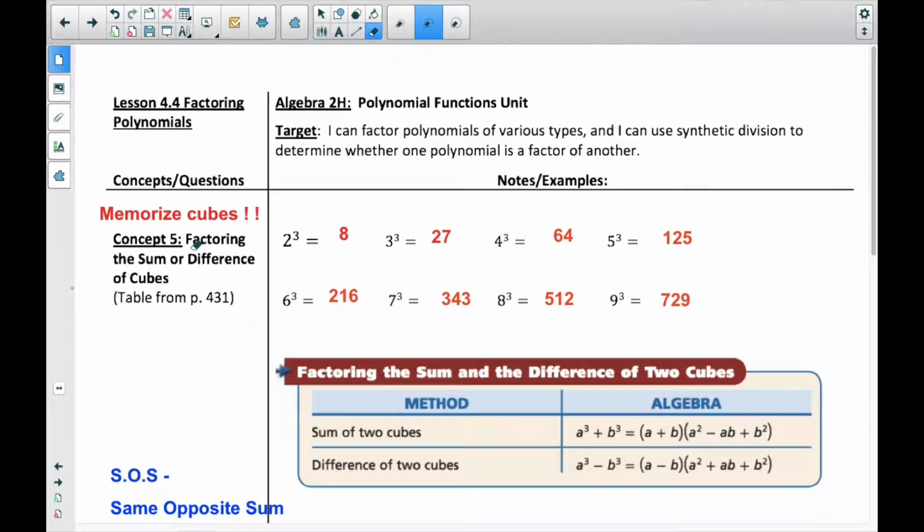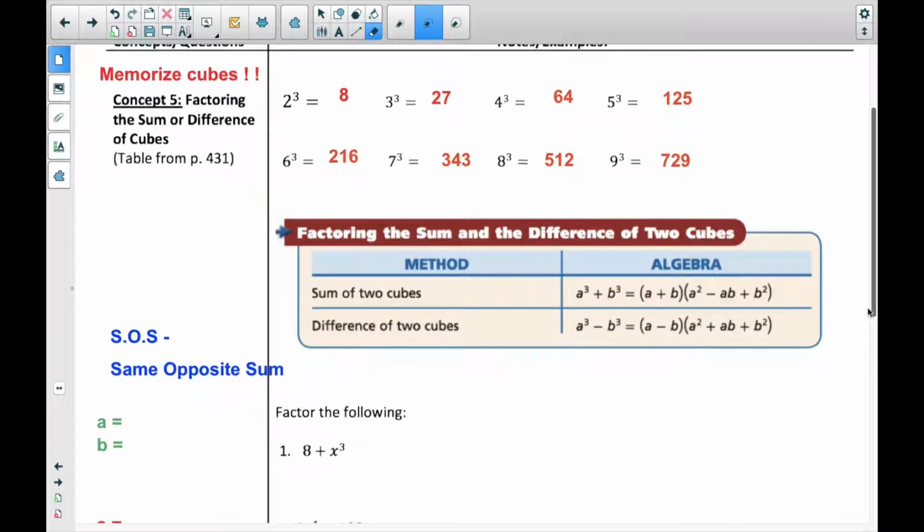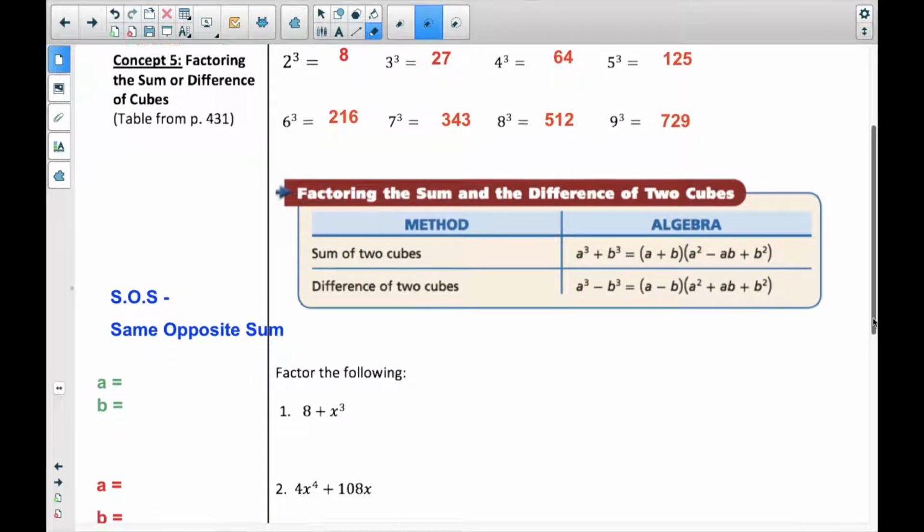I'm not going to have a test or a quiz on what are all the perfect cubes, but it'll help you go faster on tests, on quizzes, on things like ACT. So just memorize those and be familiar with those. The first method of factoring that we're going to talk about in this video is dealing with perfect cubes.